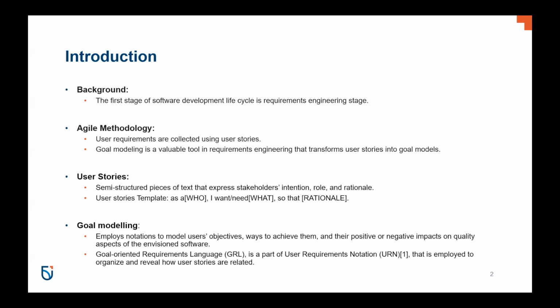Goal modeling languages such as GRL, which is the focus of this paper and is part of the URN standards, are employed to organize these user stories and reveal how they are related to one another. This language enables requirements engineers to model stakeholders' objectives, different ways to achieve them, and their positive or negative impacts on various quality aspects of the envisioned system.